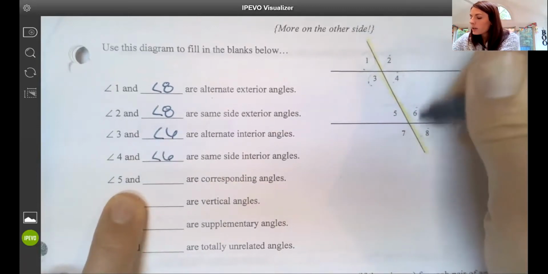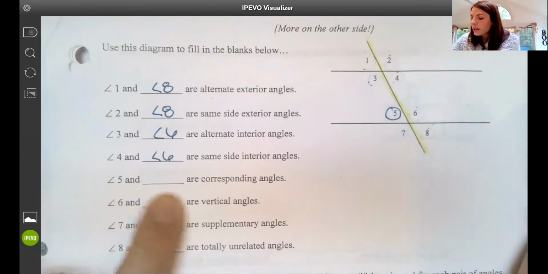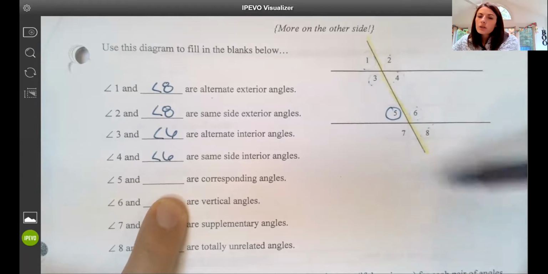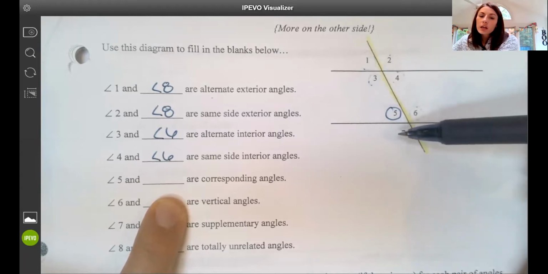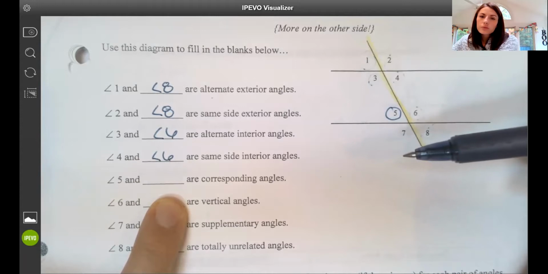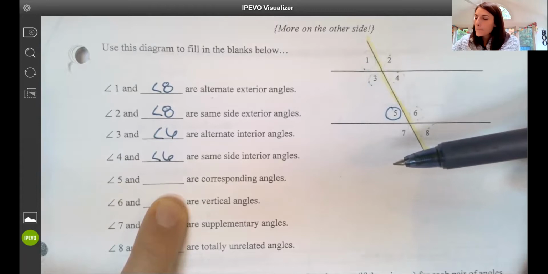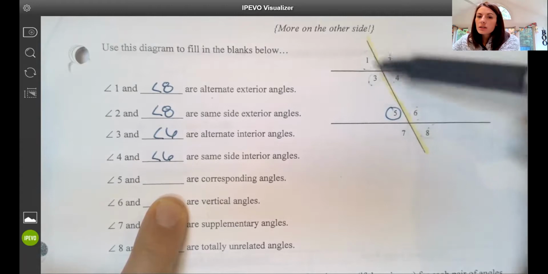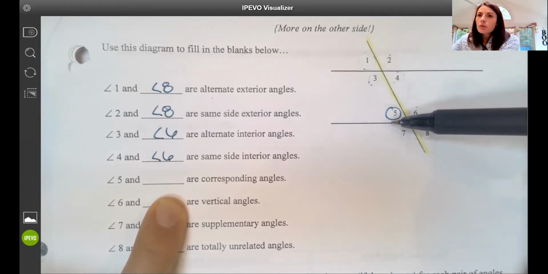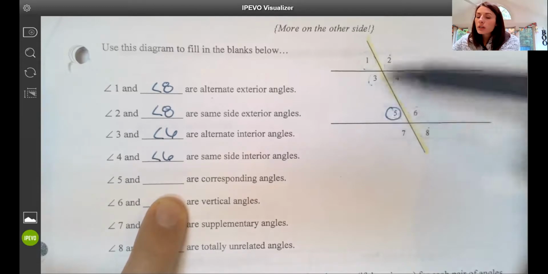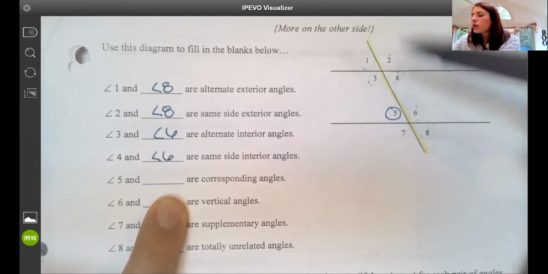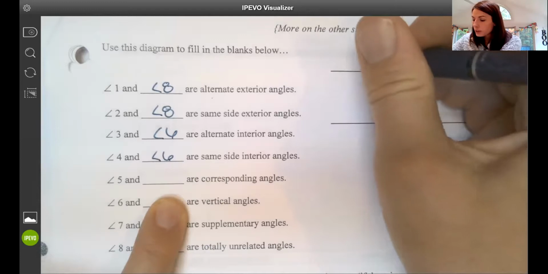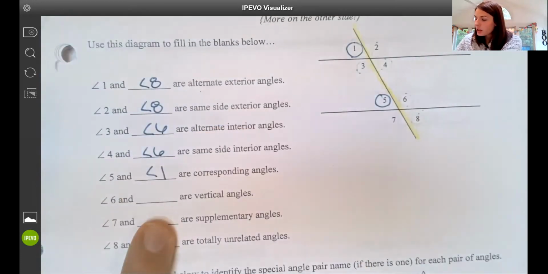Angle 5 and angle what are corresponding. This is the trickiest one. Okay, so here's my transversal. What angle would be corresponding to angle 5? Corresponding means, yeah, good. So corresponding means it's on the same side, but if one's interior, the other's exterior, or vice versa. So because 5 is interior, I want the exterior angle up here, which would be angle 1.